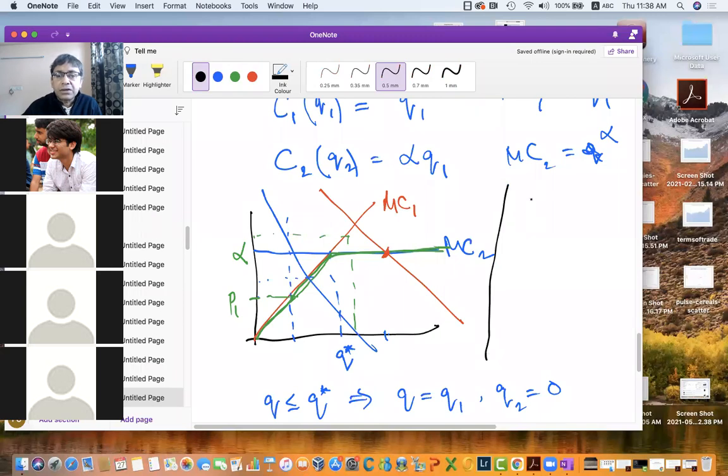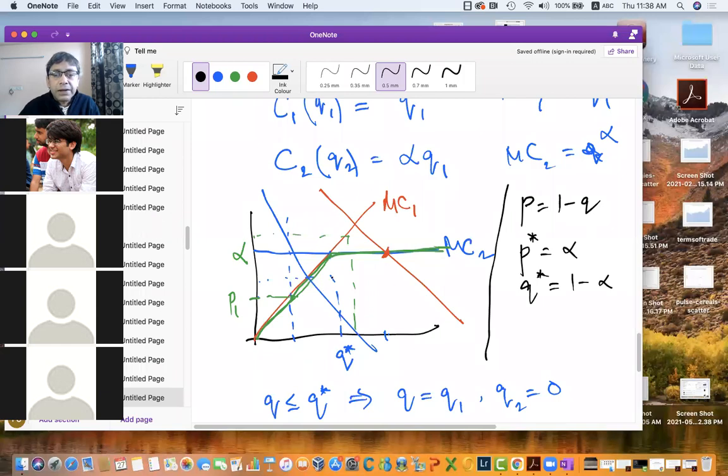You say the market demand curve is P equal to 1 minus Q, let's say, or inverse demand function. Now, for a moment, assume that in equilibrium the market price will be alpha, that the flat segment will be relevant. If that is the case, then what is the equilibrium quantity? It's 1 minus alpha.